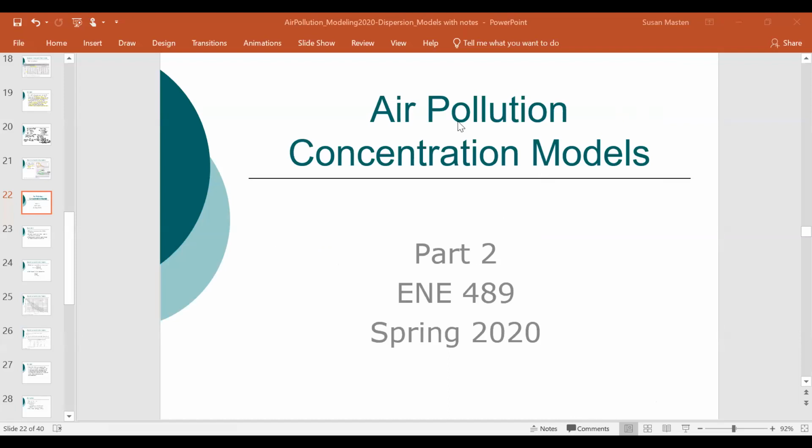And so as I mentioned, we'll continue with looking at air pollution concentration models, focused predominantly, really entirely today, on the Gaussian dispersion model.